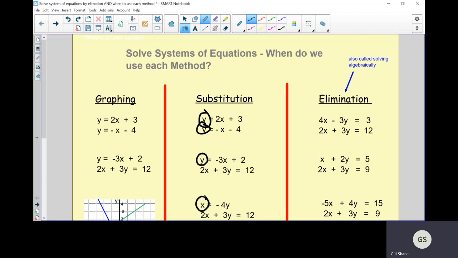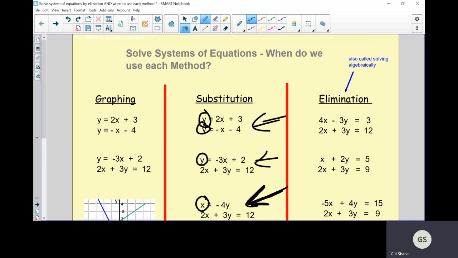So I could graph these right here like I did in the graphing examples. This one, though, not really. That one's not really set up to graph because we have x all by itself instead of y. So it's not in that y equals mx plus b format.